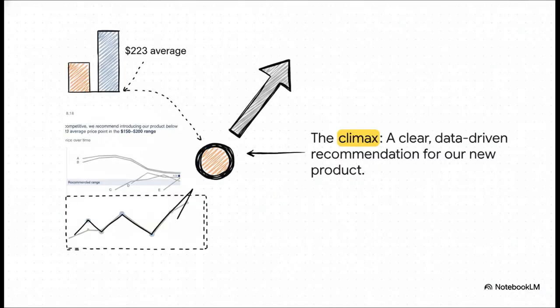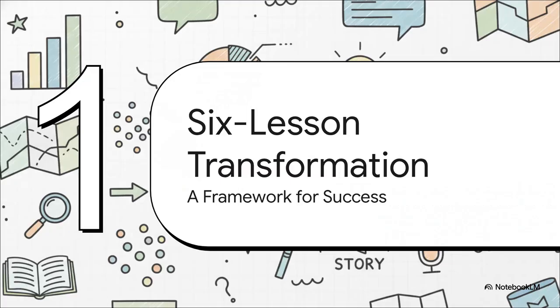They all increased their prices right after their initial launch. This adds a really interesting layer to the story. And here is our climax, the resolution. So, as of today, all the prices have started to converge around an average of about $223. Now, to be competitive, we recommend introducing our product below that average, somewhere in the $150 to $200 range. It's a clear, data-driven, and actionable recommendation. That is the payoff. And that was the whole transformation.